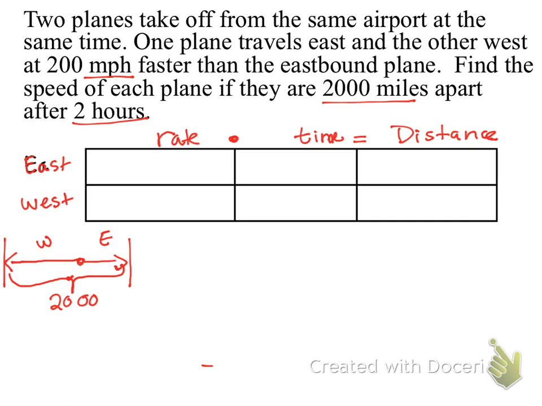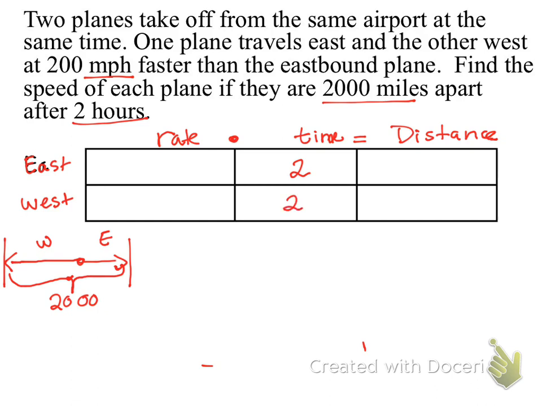The west is going 200 miles per hour faster than... Okay, that's kind of tricky. There's something that's very easy to place. The rate of the east plane? Nope. Rate is implied. Yes. Time. The time is what? 2 hours. We know that now.